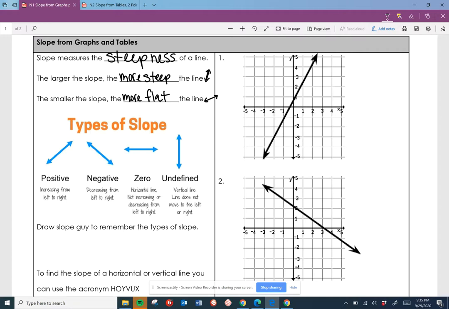Positive slope increases from the left to the right. Negative slope decreases from the left to the right. Zero slopes are horizontal lines, okay, exactly flat. And then undefined slopes are for vertical lines that are straight up and down, okay.